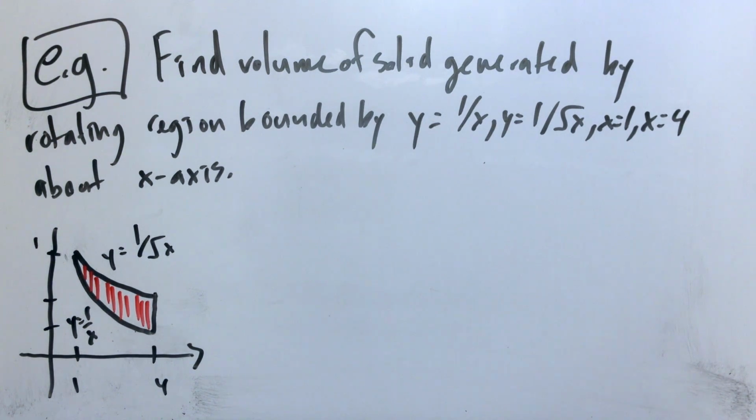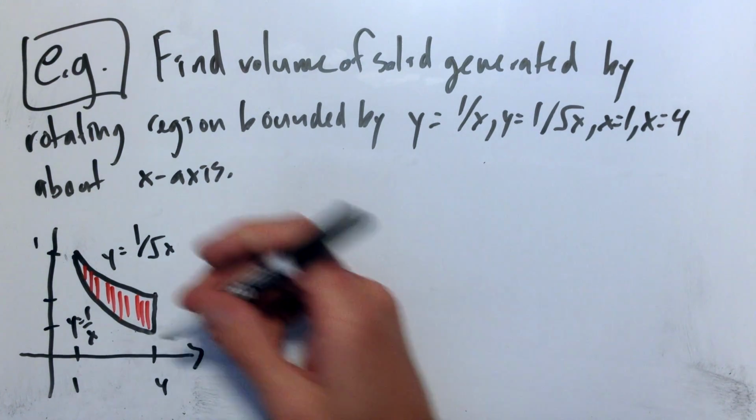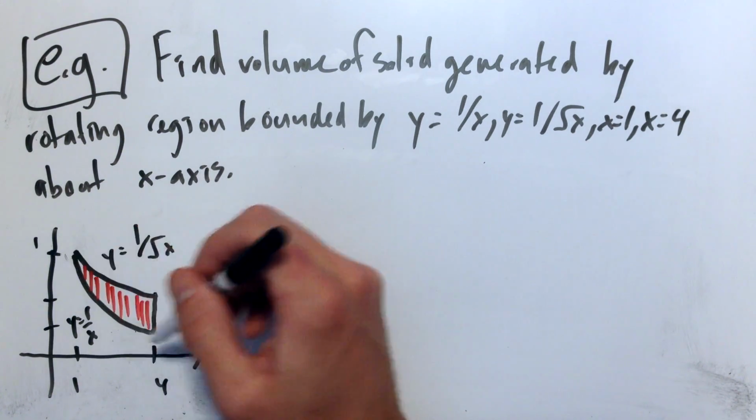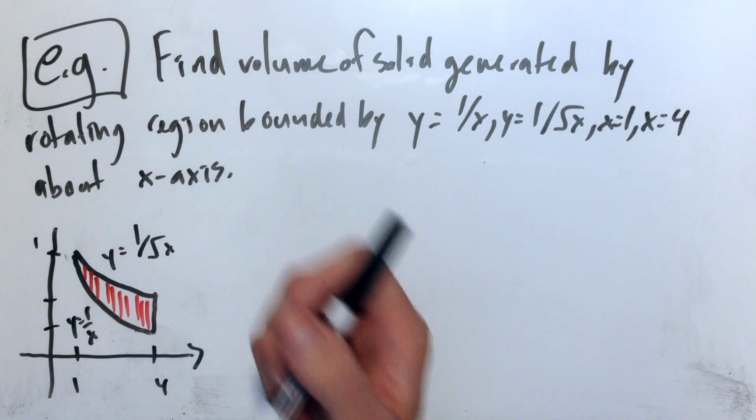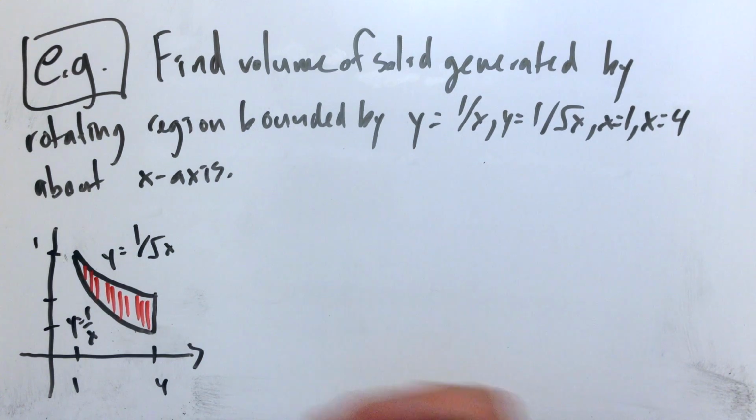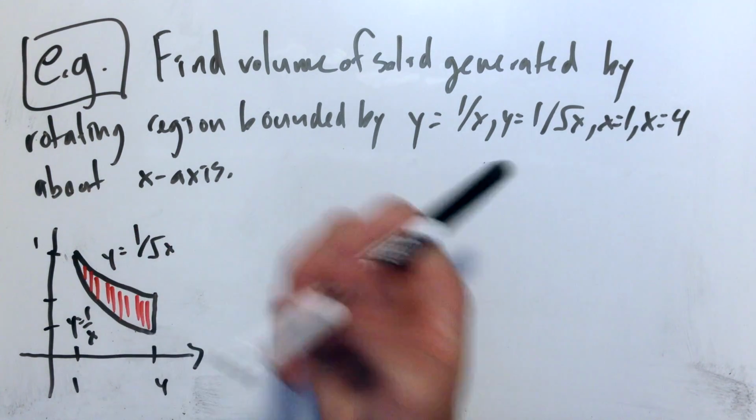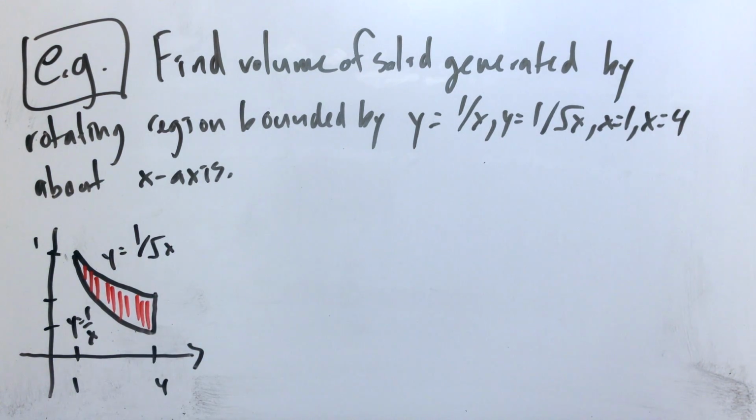Let's find the volume of the solid generated by rotating the region bounded by y equals 1 over x, y equals 1 over the square root of x, x equals 1, and x equals 4 about the x-axis. I guess saying x equals 1 was kind of redundant because if you draw 1 over x and 1 over root x, they meet where x is equal to 1. And once you have x equal to 4, then it describes a region, but whatever.